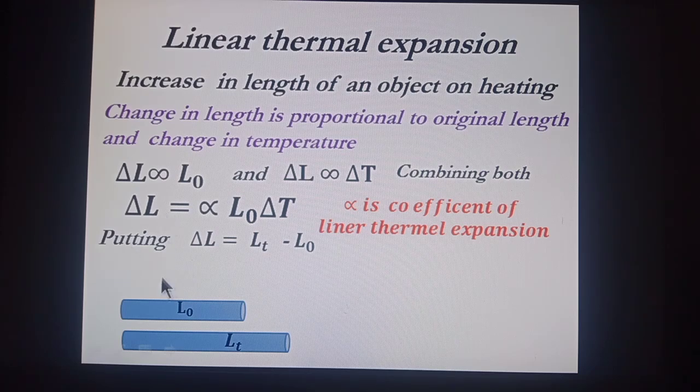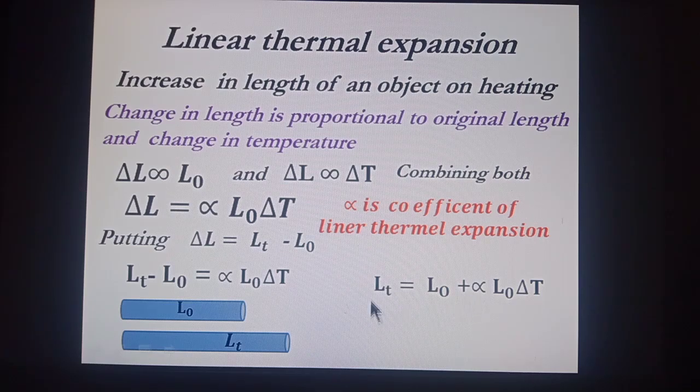Putting this value here, what we get? We get the relation like this. LT minus L naught equals alpha L naught delta T. Taking this L naught on the right side, we get an equation like this. Length at temperature T is equal to original length plus alpha L naught delta T. Taking this L naught common in this equation, we get the result for length at higher temperature is equal to L naught into 1 plus alpha delta T. I told you alpha is called coefficient of linear thermal expansion and its value is different for different materials.